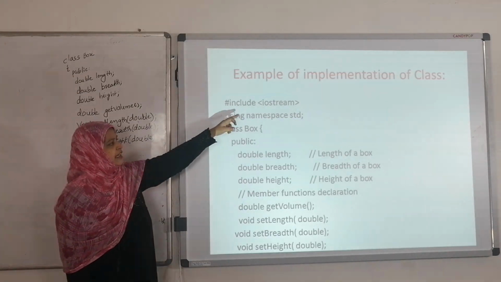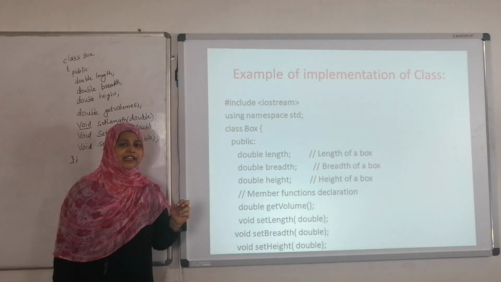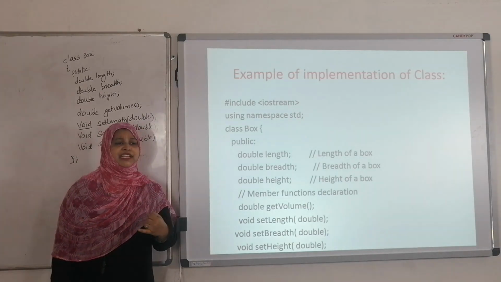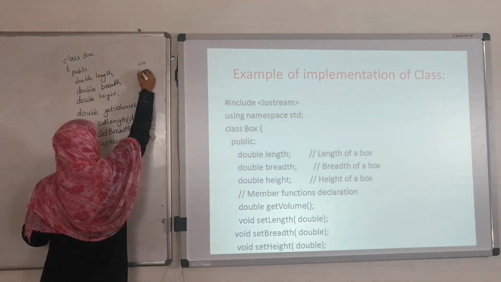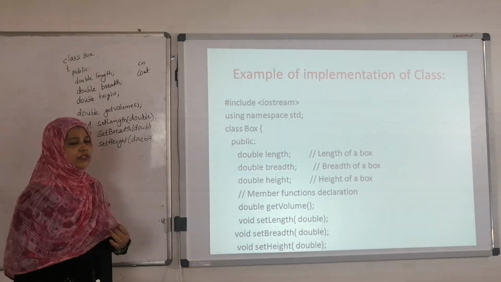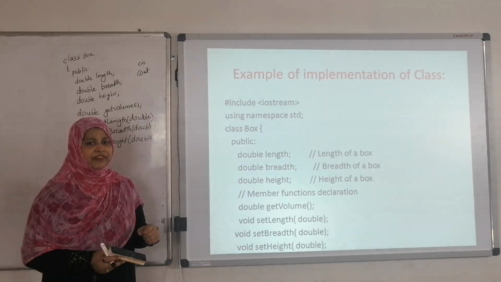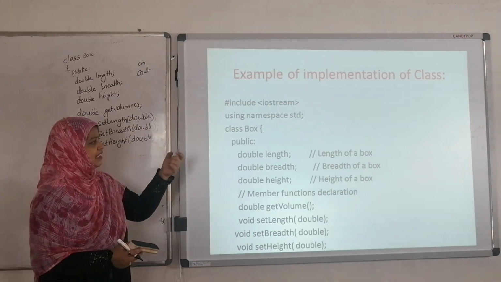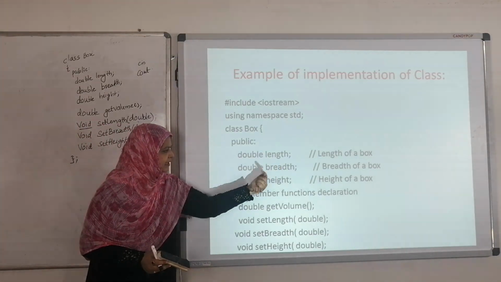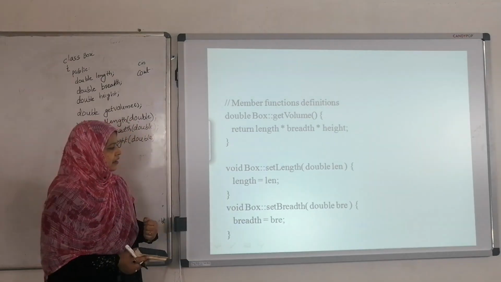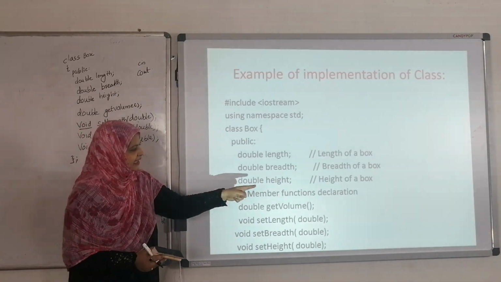Here, #include iostream.h. Why are we going to use this iostream.h header file? Here we have to include cin and cout in our program. That's the reason we use the iostream.h header file. Some compilers recognize iostream.h, while some recognize only iostream. See here: double length of the box, double breadth of the box, double height of the box.